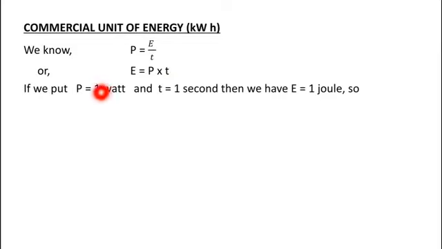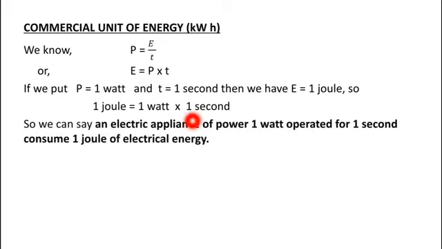If we put P equal to 1 watt and T equal to 1 second in the above expression, then what we get? Energy E equals 1 joule. That is, we can write 1 joule equals 1 watt into 1 second. And with the help of this expression, we can say that if there is an electric appliance of power 1 watt which is operated for 1 second, then it will consume 1 joule of electrical energy. But again students, we know that joule is a smaller unit of energy. So for commercial purposes, we use a larger unit, that is kilowatt hour. That's why kilowatt hour is known as the commercial unit of energy.